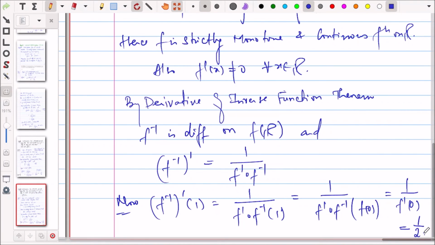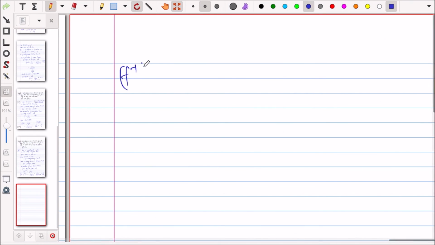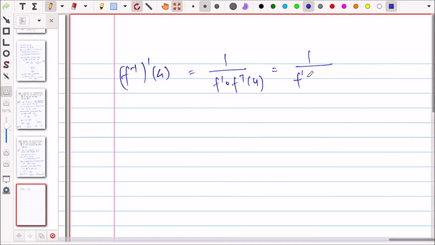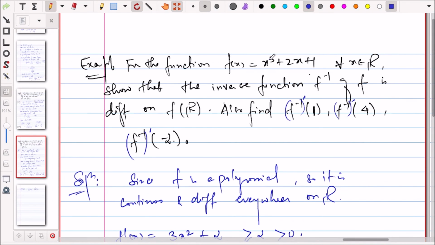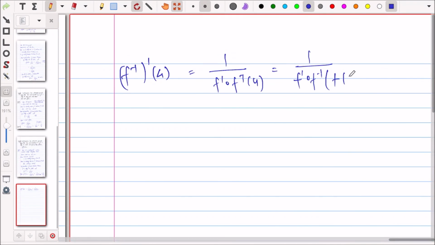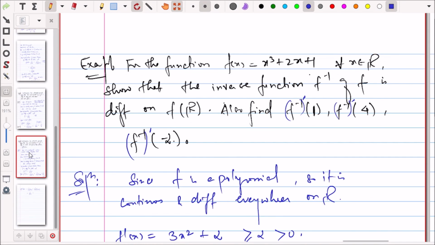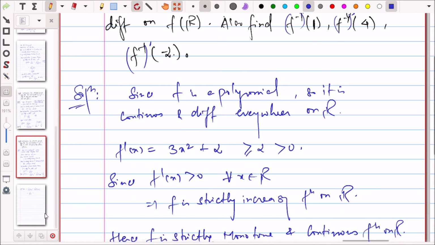1 by 2. Now अब दूसरी क्या निकालनी है, f inverse dash 4. f inverse dash 4 is equal to 1 by f dash of f inverse 4, which is equal to 1 by f dash of f inverse f. कौन सी value पे 4 लेगा ये? At what value it will come out to be equal to 4? At x equal to 1. So क्योंकि 1 plus 2 plus 1 is 4. So f of 1. So this is your 1 by f dash of 1. And what is f dash of 1? If you look at here, it comes out to be equal to 3 plus 2, 5.